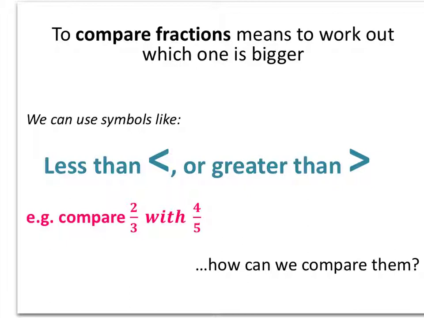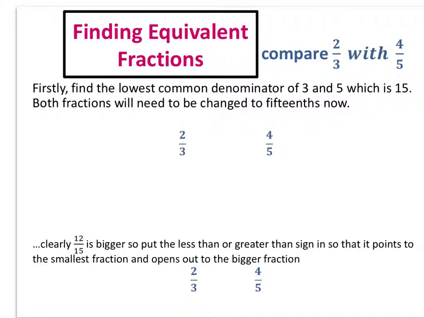To compare fractions means to work out which one is bigger. We can use symbols like less than or greater than to help us compare. So, for example, we could compare 2/3 with 4/5. It's a bit hard to compare 2/3 with 4/5, so what we want to do is to find some equivalent fractions that will have the same denominator, so it's easier to figure out which fraction is bigger.